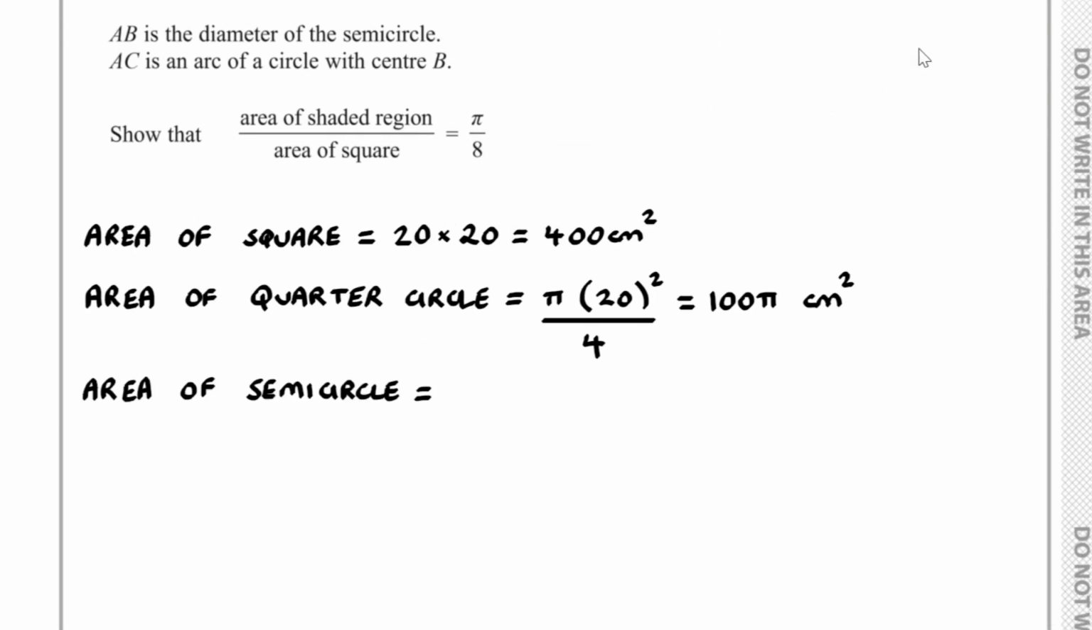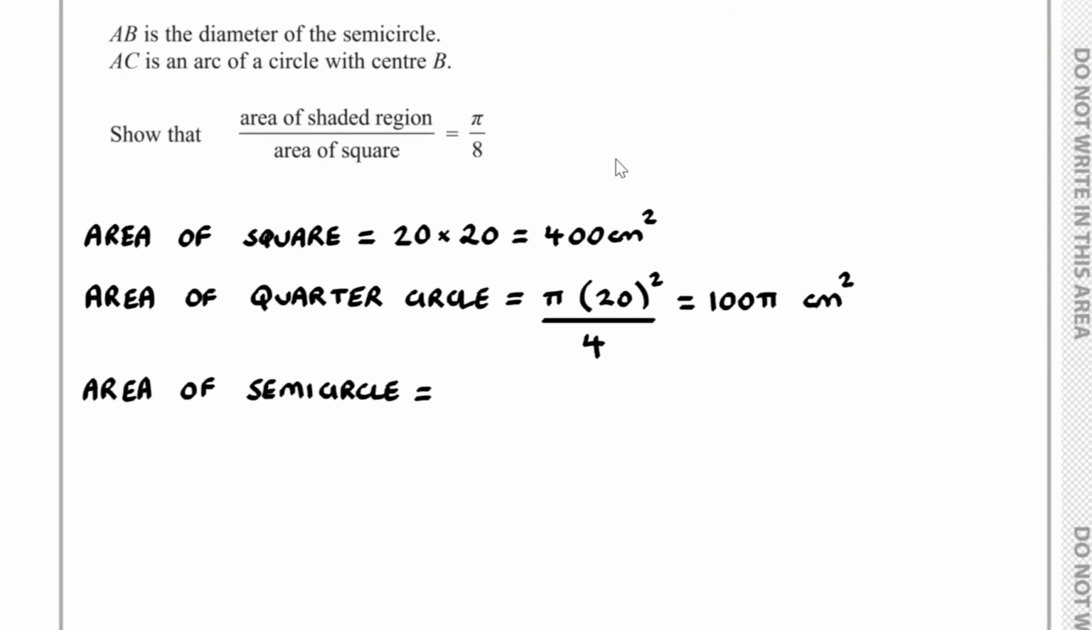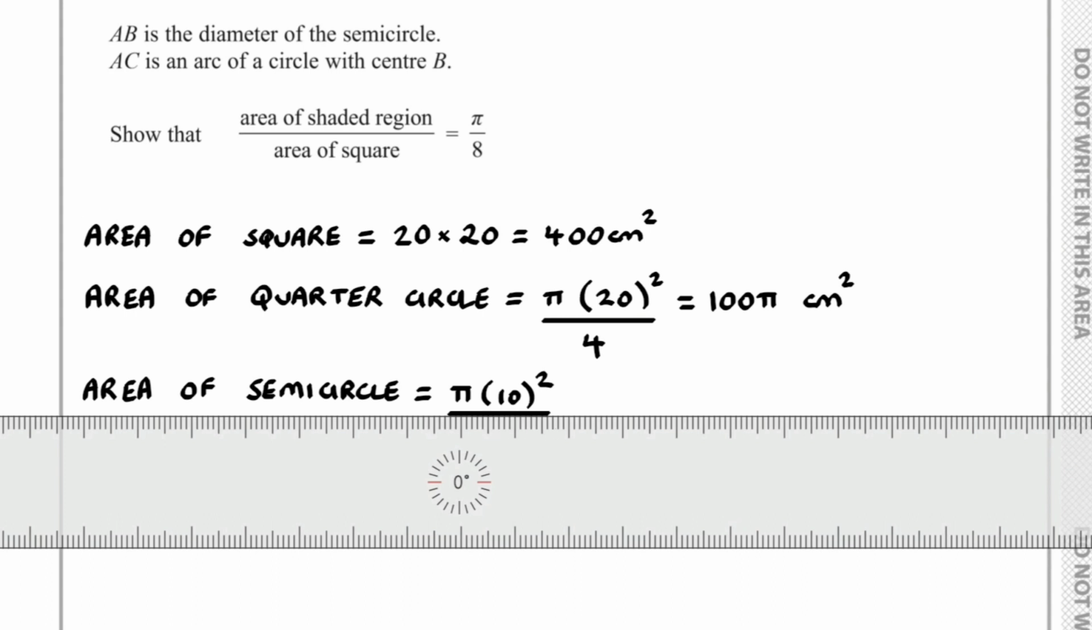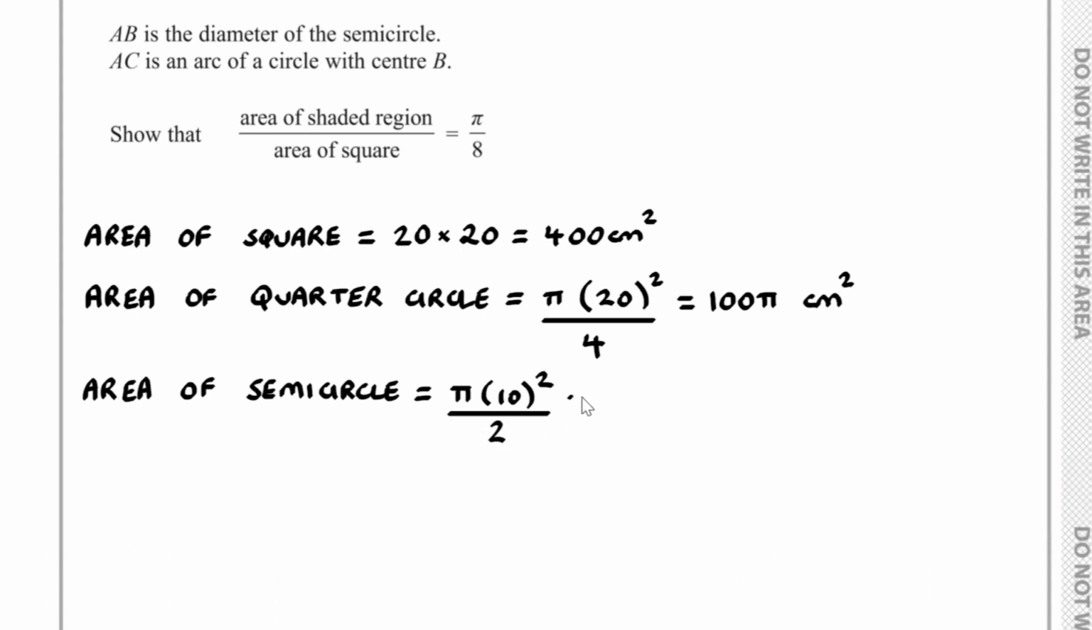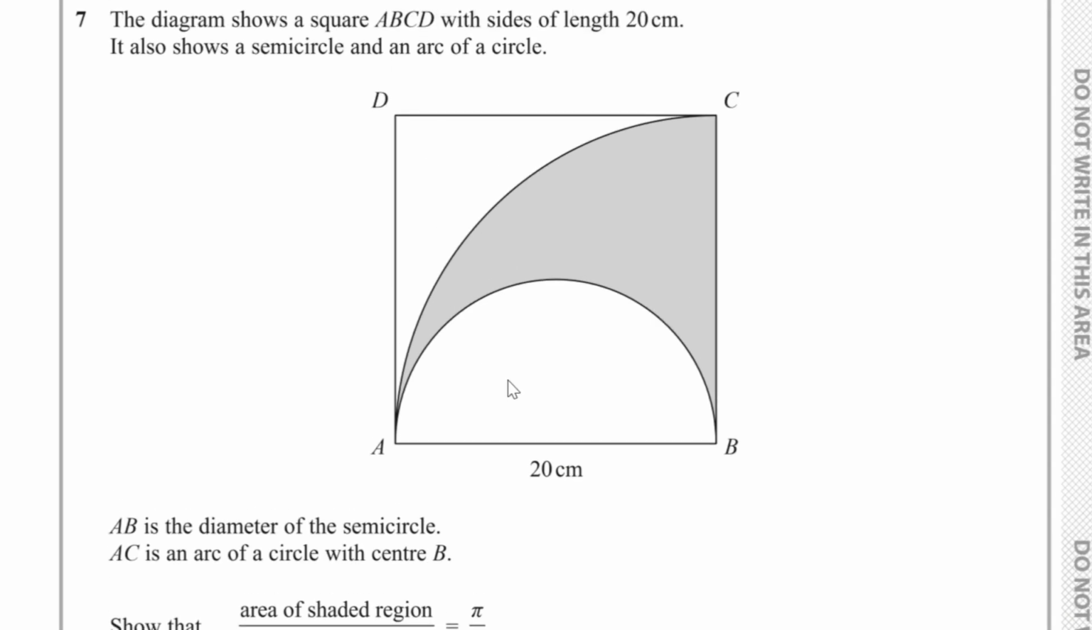We can now find the area of this semicircle. The area of a full circle is pi r squared, but the radius here will be half the diameter, which is 10. So for the area of the semicircle, I have pi multiplied by 10 squared, but then I need to divide this by 2 because I've got half a circle. So 100 divided by 2 is 50, times the pi, we have 50 pi centimeters squared.